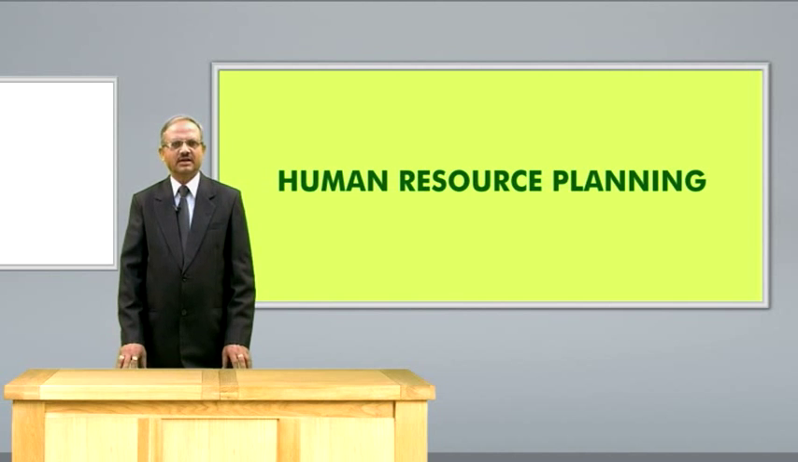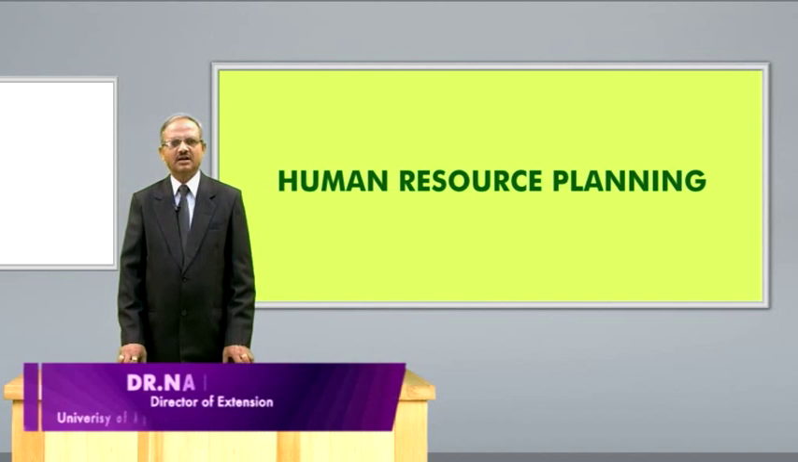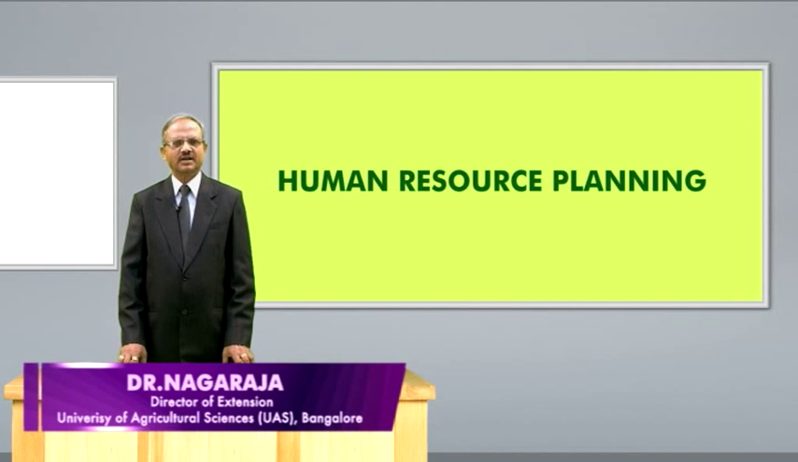The second heading is need for planning, types of planning. The third is organizational objectives and process of planning. The fourth heading is concept of demand and supply as well as forecasting techniques. The fifth one is the role of human resource planning, professional and barriers to human resource planning, and the last one is human resource planning in agriculture.